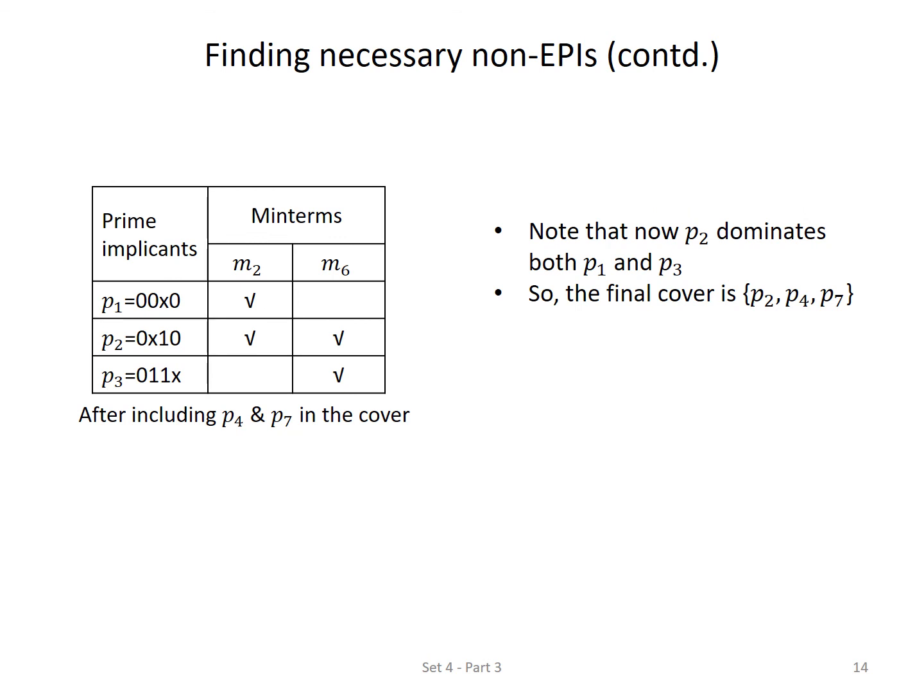So here we only have 3 prime implicants as shown here. And among these 3 prime implicants, we see that if we choose P2 as part of our cover, then it will cover both M2 and M6. So the final cover is P2 that we have just picked from here, and P4 and P7 that we picked in the previous slides. So these are our necessary non-essential prime implicants to cover the min terms that we started with, I think 2 slides ago.